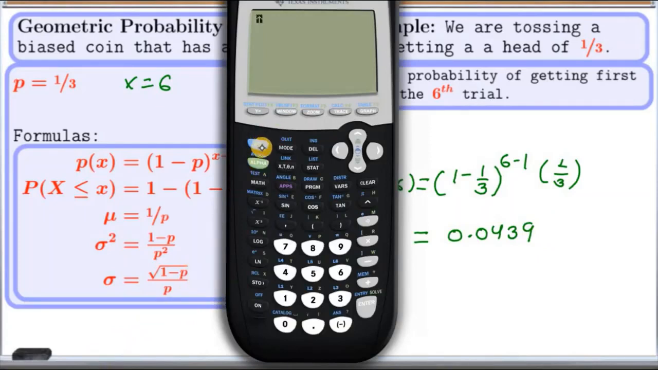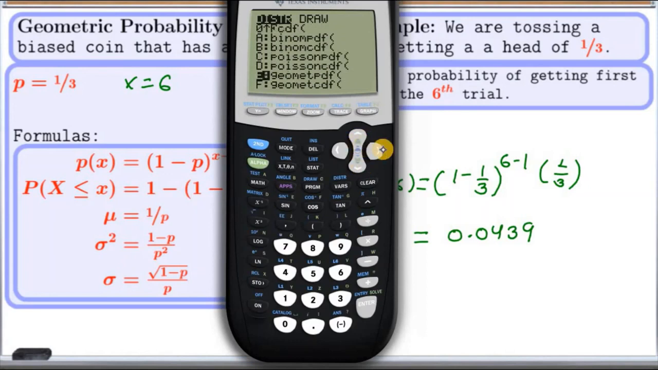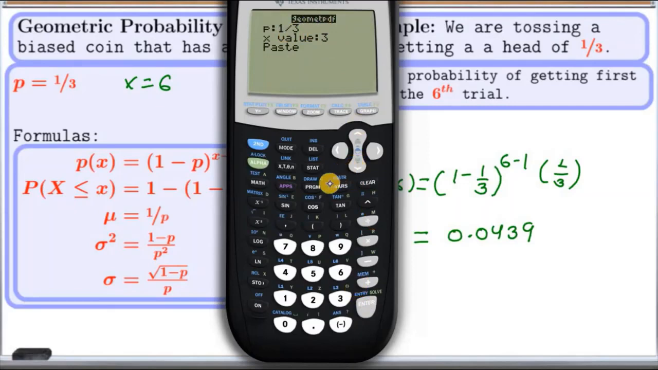Now let me show you how to get this probability in calculator. For that, hit second, go to distribution, use this arrow key to go all the way down until you see geometric PDF. Now hit enter. Our P is 1 over 3, but our X is 6. Okay. Then hit enter and hit enter. So this is what we got using calculator, and this is exactly what we got using formula also. Let's look at another problem.